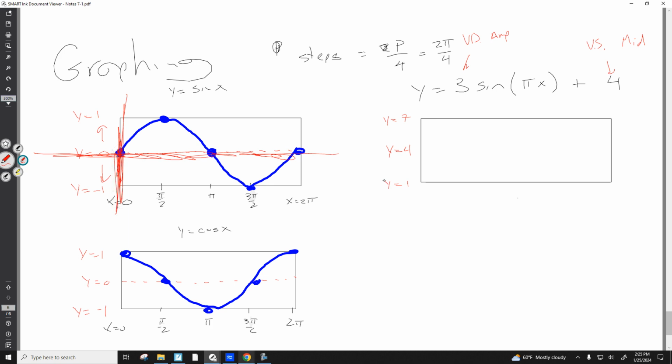What affects the x's? Well, is there a phase shift? Tell your neighbors, is there a phase shift? Is there a horizontal shift? No phase shift. So x equals 0 will stay.